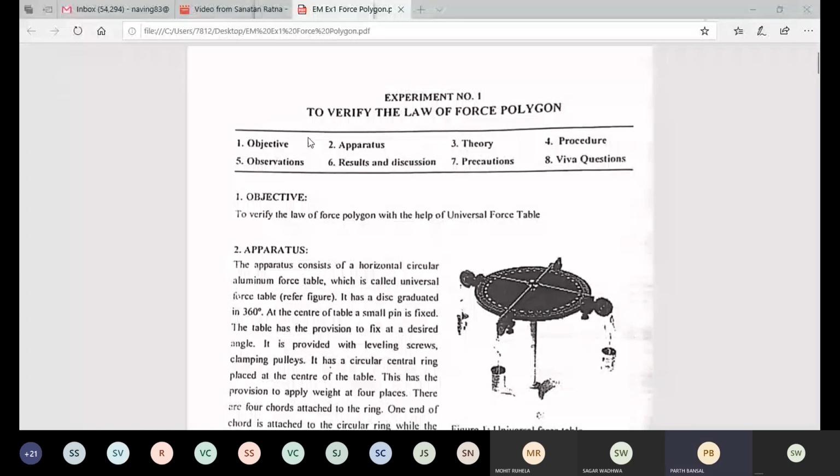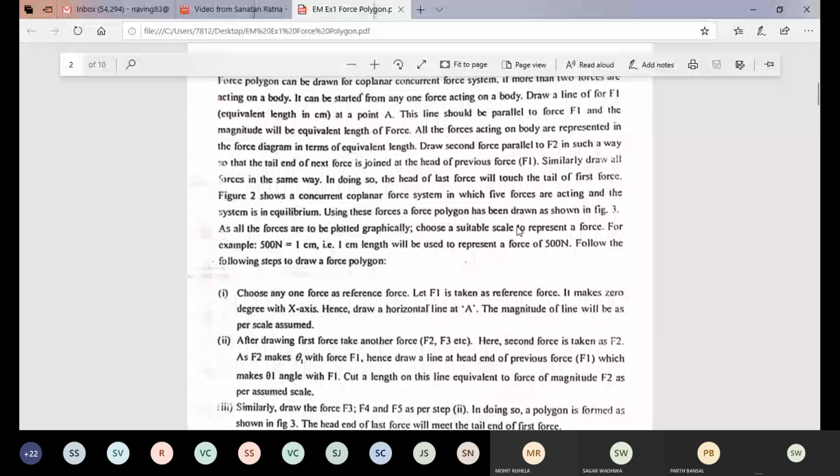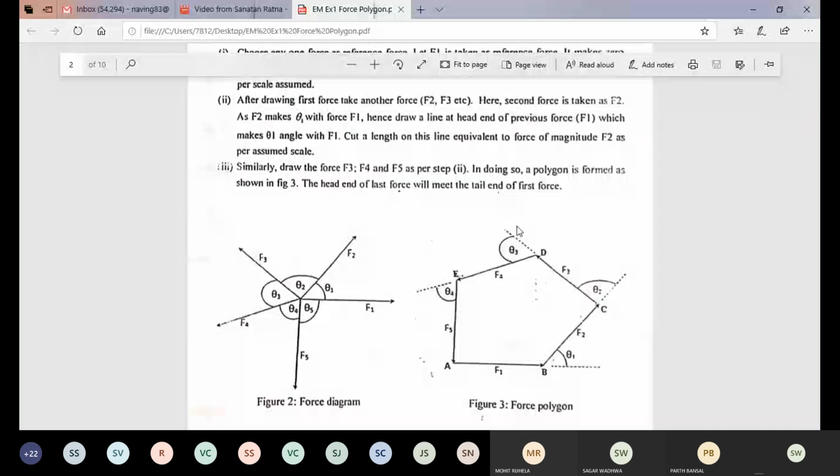Yes, sir. This is actually the lab manual that you have to see. I will be sharing all the material here so that you can easily make the table in your practical file. See here, I am coming to this part. Is this force polygon visible to you? Yes, sir.